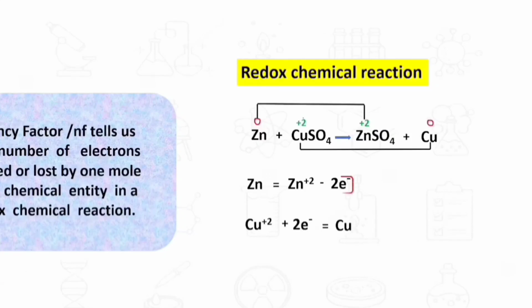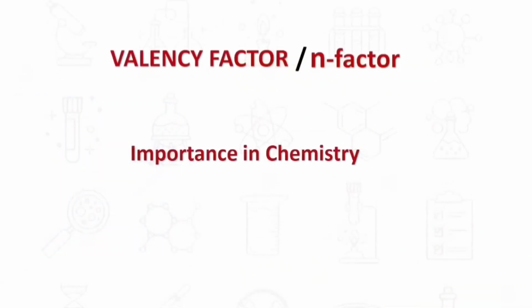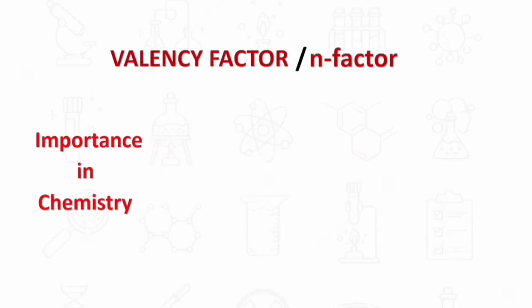So, the 2 electrons that zinc loses to oxidize, copper gains to get reduced. So, the number of oxidation is 2 and the number of reduction is 2. Now, by using the N factor formula, I calculate the N factor of this reaction is 1. Now, I hope you understand the importance of knowing the calculation of valency factor or N factor in chemistry.